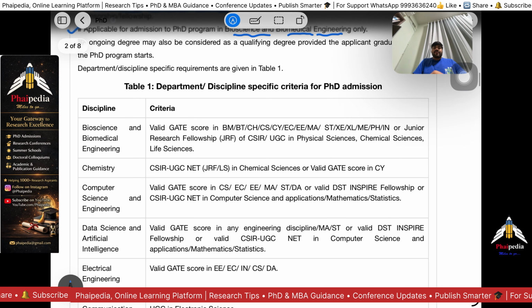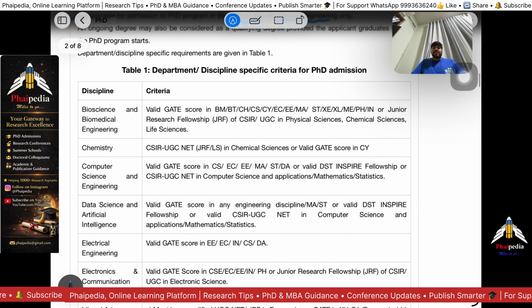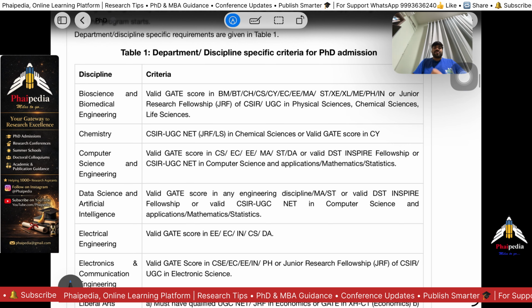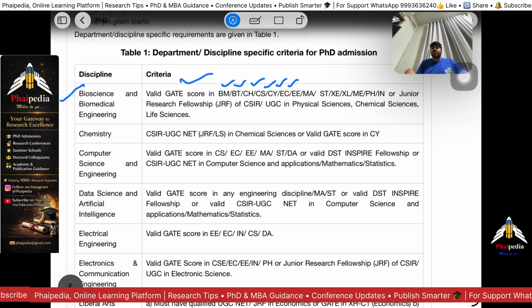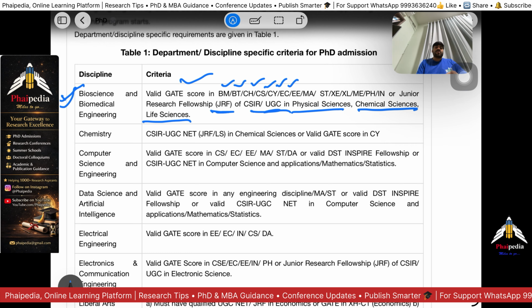So let's see Table 1, the department and discipline specific criteria for the PhD admission. So here you can see, for example, bioscience or biomedical engineering. So the valid GATE scorecard in BM, BT, CH, CS, CY, EC, and many more, or Junior Research Fellowship, which is JRF or CSIR UGC in physics, physical science, chemical science, and life science. These are required for this discipline to apply.